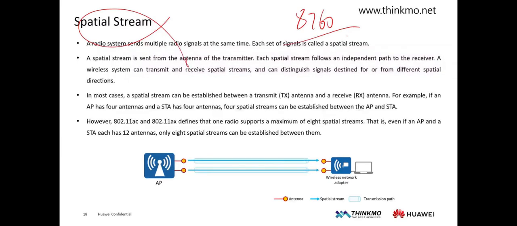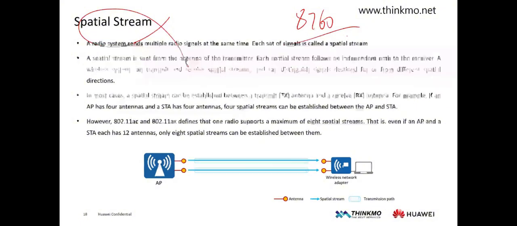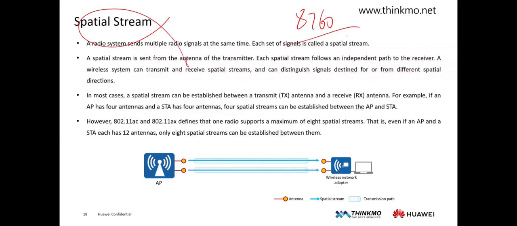For instance, the 5 GHz band supports up to 8 spatial streams, while the 2.4 GHz band supports up to 4 spatial streams. Even if an AP has more antennas, such as 16 antennas, the maximum number of spatial streams is still limited by the Wi-Fi standard itself. For example, under the Wi-Fi 6 standard, in the 5 GHz band, a single RF supports a maximum of 8 spatial streams. So, how do we achieve multiple spatial streams?